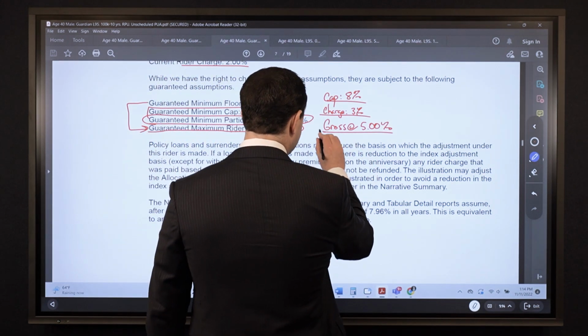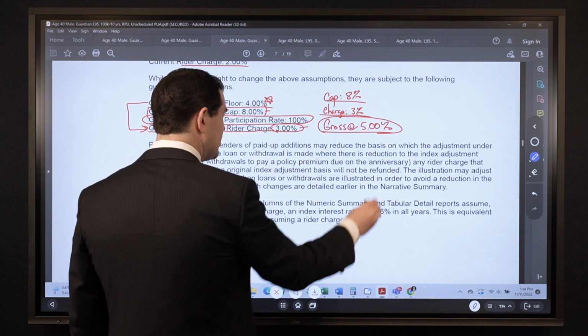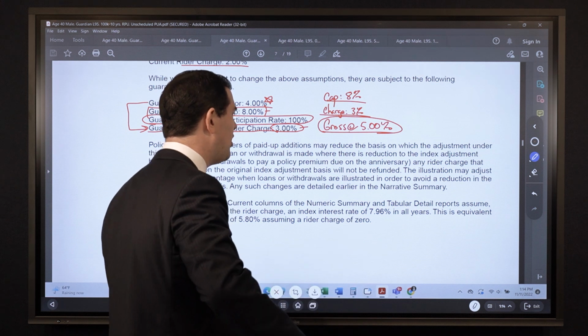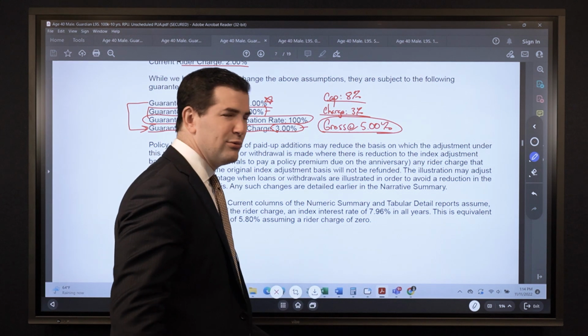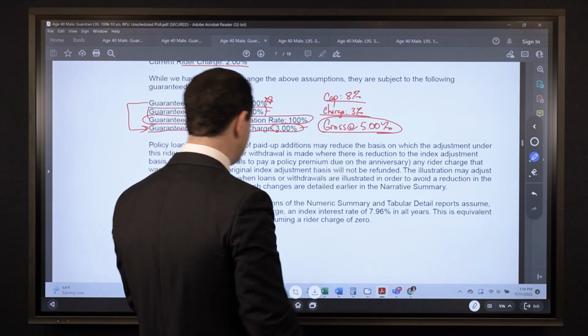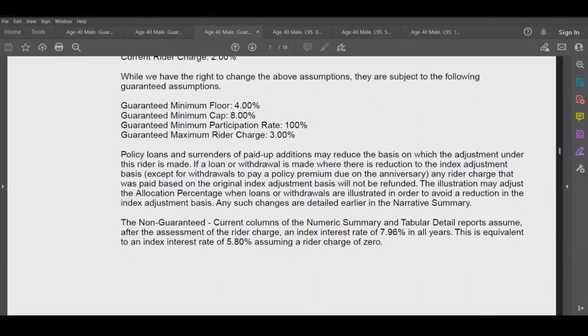So the question is, if I've got an 8% cap and I saw the charge increase, would it be worth turning the index rider on if the dividend rate was greater than 5%? I don't know. Probably not. This is an unrealistic scenario, but at the same time, I'm explaining, or attempting to explain, some of the drawbacks here.